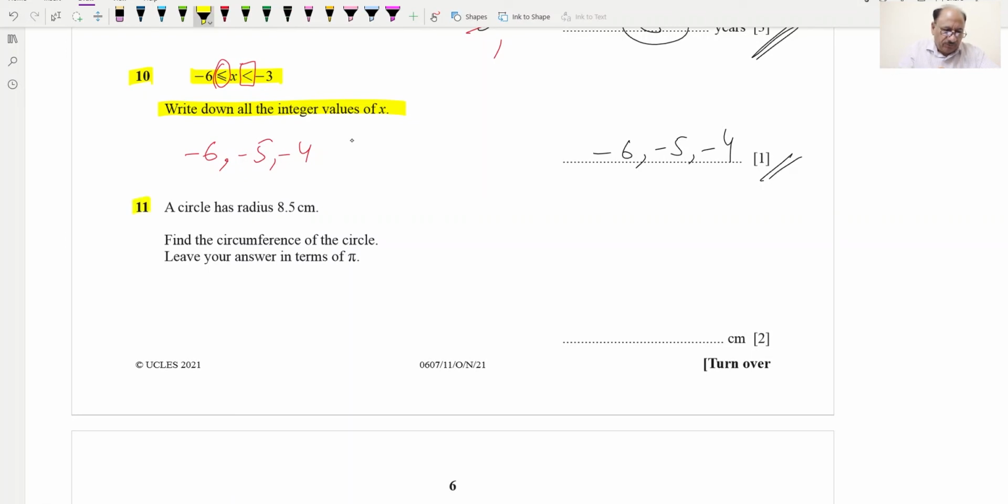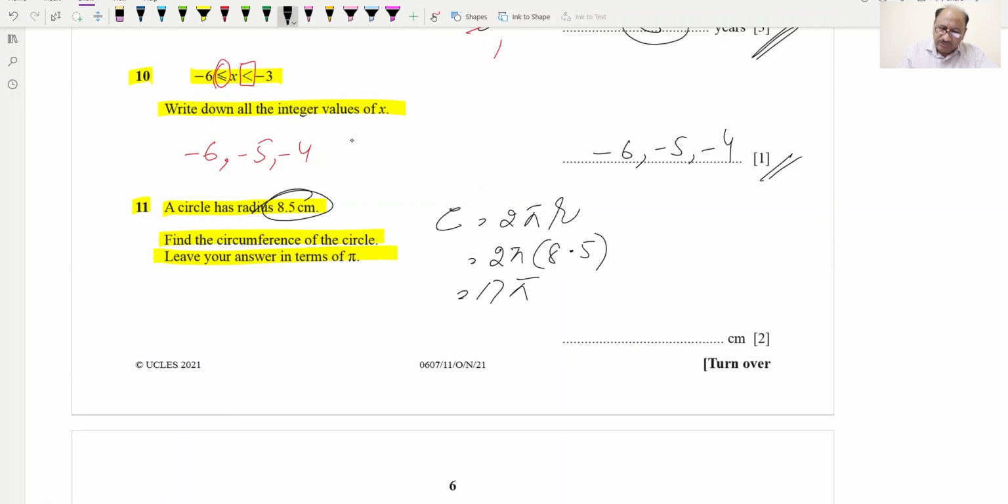Now question 11, a circle has radius of 8.5 centimeter. Find the circumference of the circle. Leave your answer in terms of pi. Circumference C is equal to 2 pi r, and r is 8.5, so 2 pi into 8.5, 8.5 multiplied by 2 will be 17, so we can write 17 pi, this will be the circumference, 17 pi centimeter, and this is a 2 mark question which we are done with.